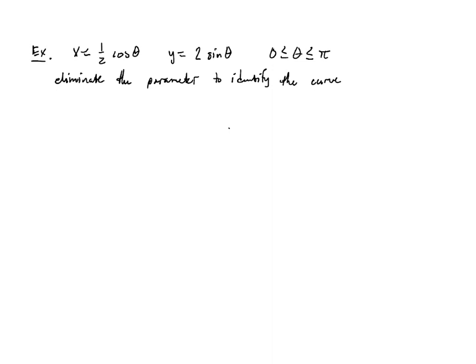And then we're going to sketch the curve. What we note is that the equations we've been given are very similar to the previous ones, and the way we were able to eliminate the parameter in the previous example was by using the Pythagorean relation. So I'll take this first equation and transform it into just cosine theta equal to something. So I multiply both sides by 2. And then similarly with the second equation, I'll multiply by 1/2.